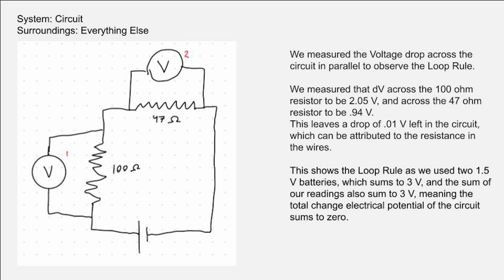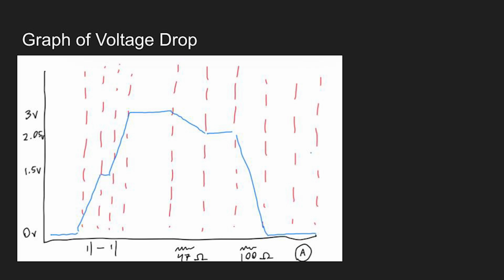Here you can see the graph that we drew to visually represent the voltage drop across the circuit as you pass through different points on the circuit. And as you can see, the multimeter at the end has no effect on the voltage reading of the circuit.